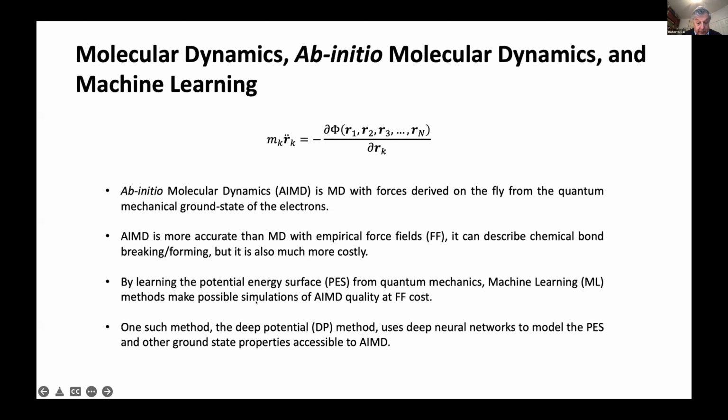One such method, the one that we will discuss in this workshop, is the deep potential method, which uses deep neural networks to model the potential energy surface and other ground state properties accessible to ab initio molecular dynamics, namely to the electronic structure calculation that underlies ab initio molecular dynamics.